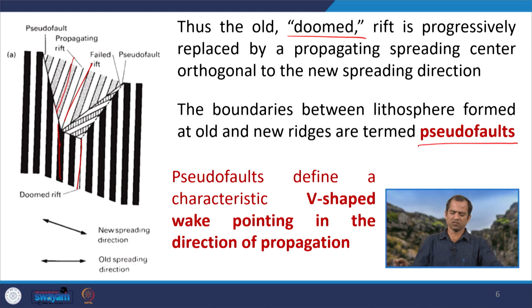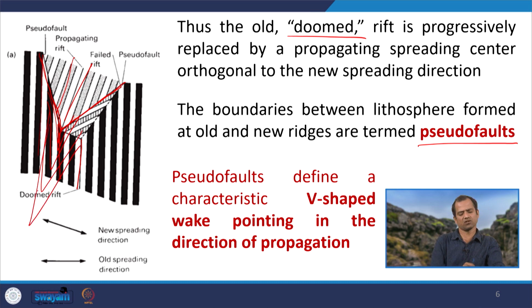Now, the pseudo-faults are defined by a characteristic V-shaped wake pointing towards the direction of propagation. If you see this pseudo-fault here and another pseudo-fault here, they are developing on two sides. So, they merge together forming a V, and the V is pointing towards the propagating system. This is the direction of propagation. That means with time the ridge will propagate this way, is it not?